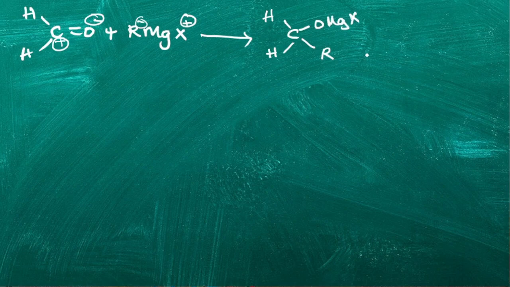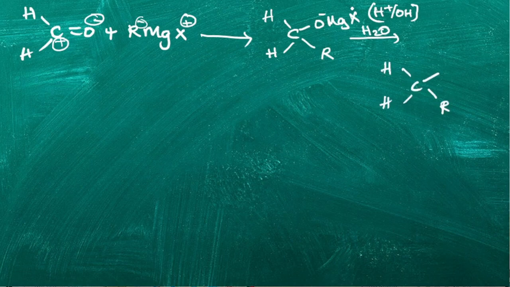Now we are going to react water with it. You all know water is going to split into H plus and OH minus. So what compound can you expect over here? H and H will be as it is, you know very well. And here R is there, O minus MgX plus. So now what happens is H plus and OH minus.